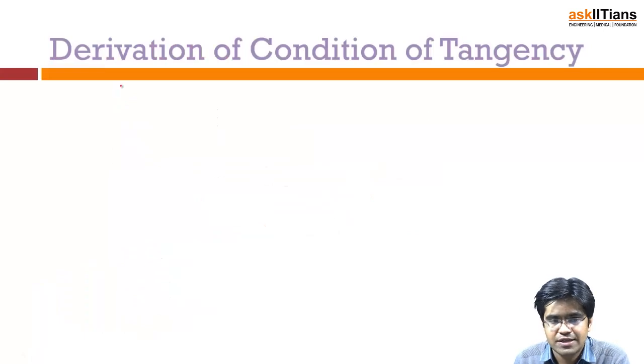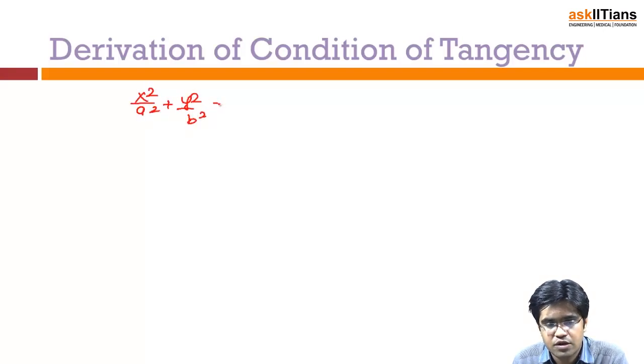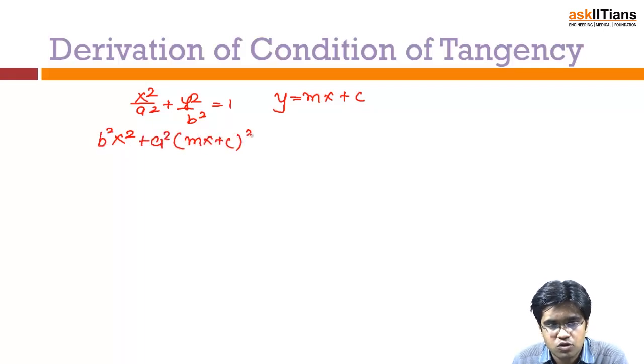Again, we'll go by the same method which we followed in differentiating the lines. We have x square by a square plus y square by b square equals 1, and we have the line y equals mx plus c. If I substitute this line in this equation, I am going to get x square b square plus a square times (mx plus c) whole square equals a square b square.